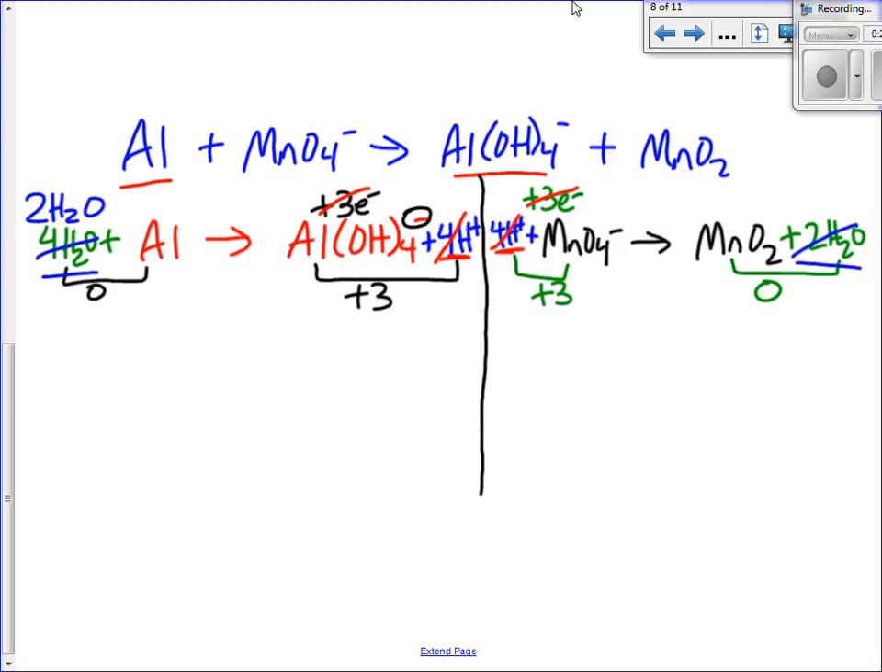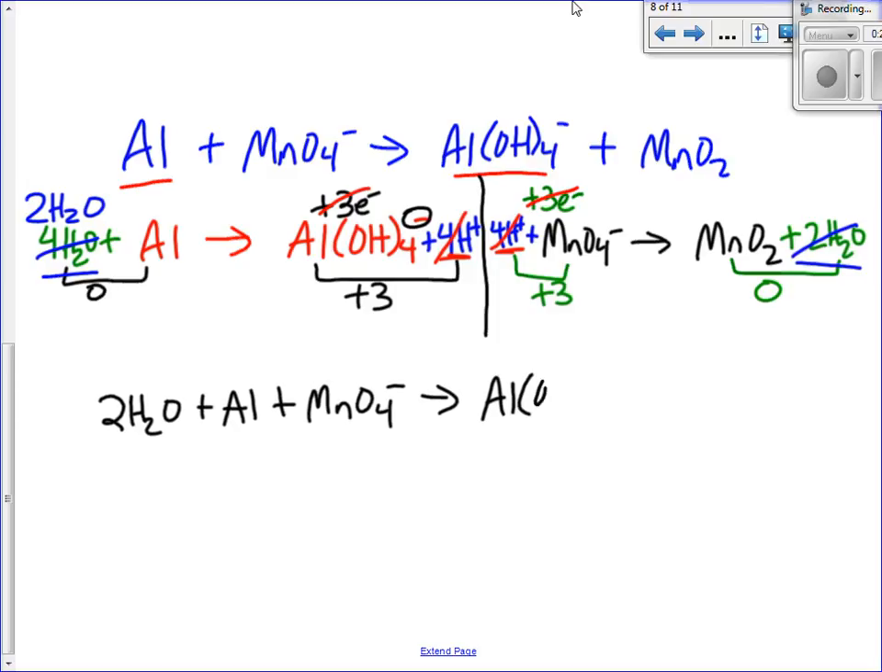Is there any canceling left to go? So let's just merge them together now. I'll give us some more room here. So I have 2 waters plus aluminum plus permanganate, giving us the aluminum hydroxide complex ion plus manganese 4 oxide, and is that it? Everything else canceled, right? Yes. Okay, so this is your overall balanced reaction now.